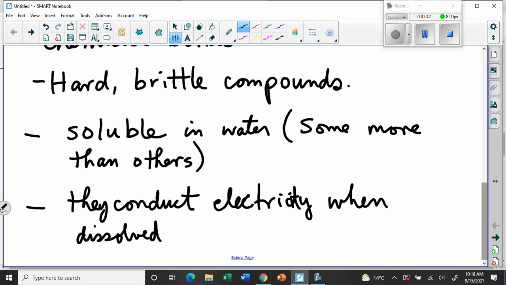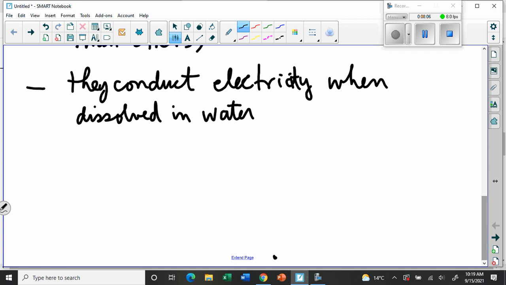And you'll learn all about how that works in your high school science ahead of you, in your chemistry classes and things. For today, we're just going to acknowledge that it happens, and we can't learn everything at once. So that'll be one of the things we'll learn about later. But what's interesting is when they're not dissolved in water, they are insulators.